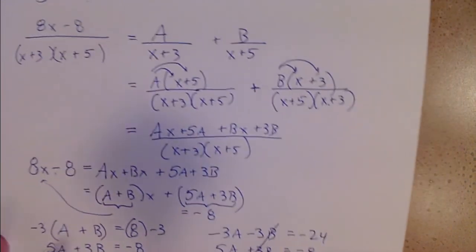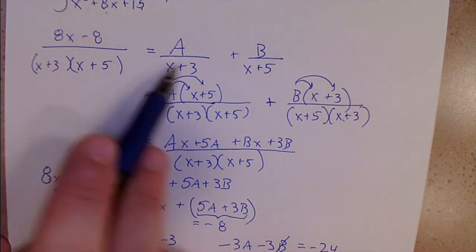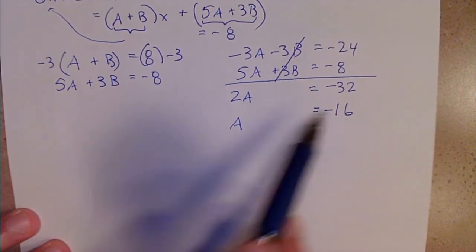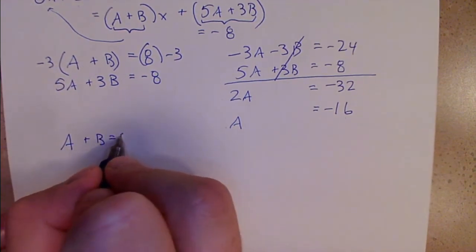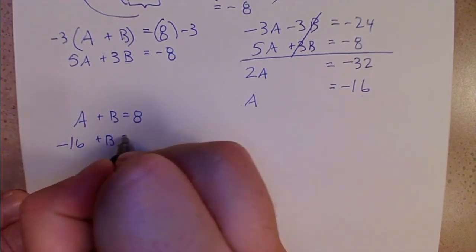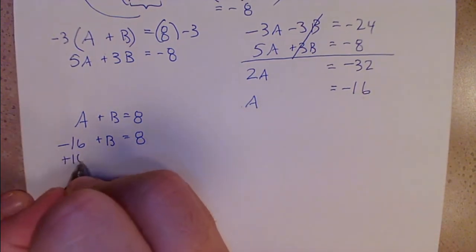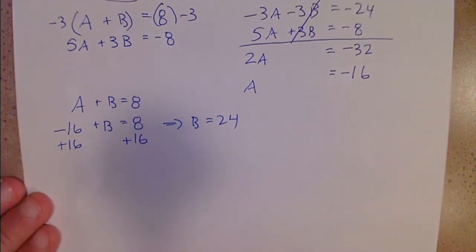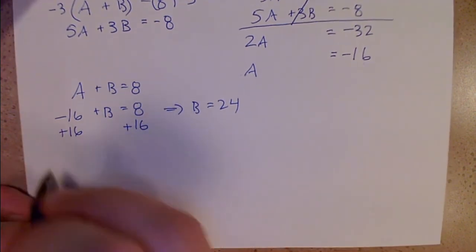So, in my partial fraction decomposition, I'm going to have a negative 16 sitting up on x plus 3. And what about b? Well, I know that a is equal to negative 16, so let's take either of these 2 equations. I'm going to take a plus b equal to 8, because that seems simpler. Negative 16 plus b has to equal 8. We just found out that a has to be negative 16. If I add 16 to both sides, I get that b equals 24. So that's the magical coefficient sitting up on top of the other part of my partial fraction decomposition.